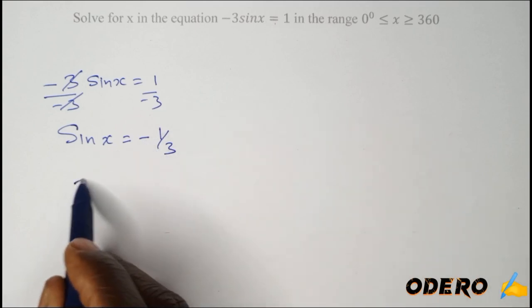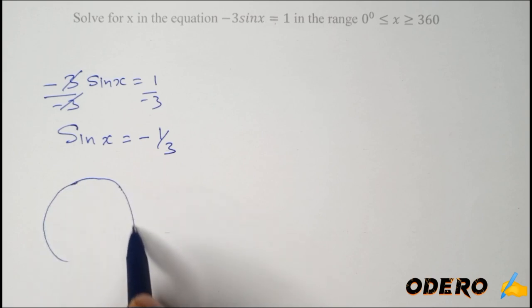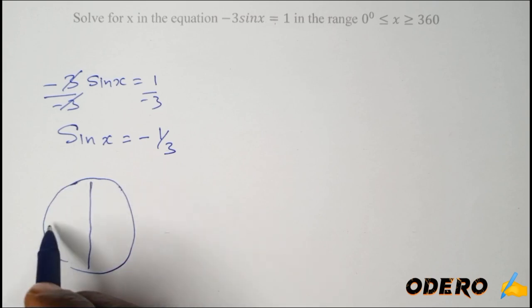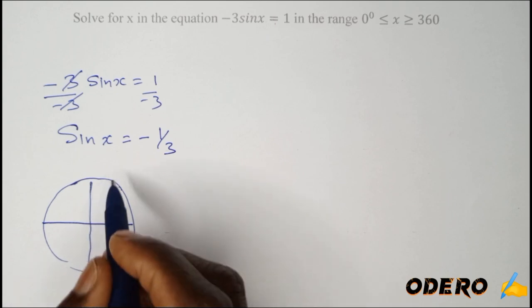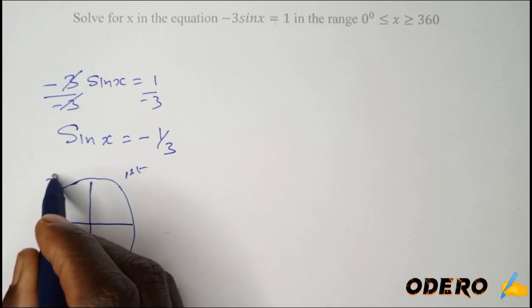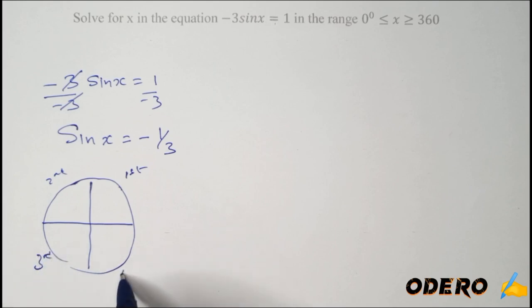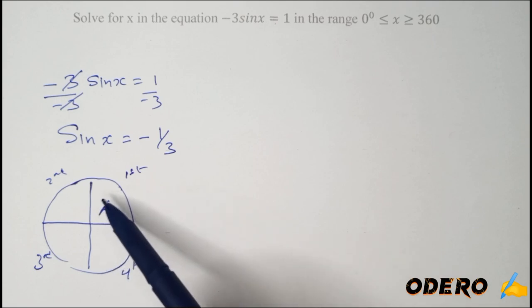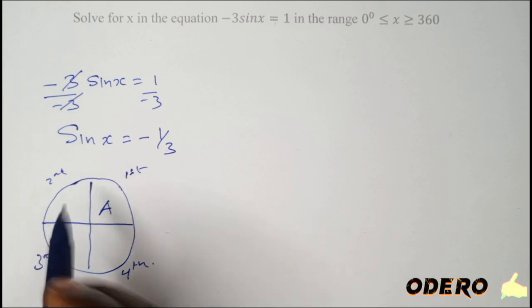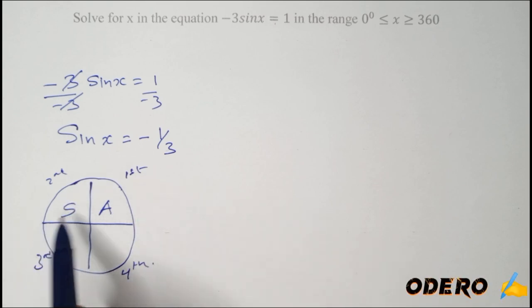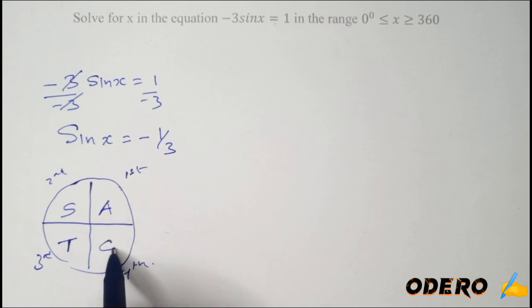So if you have our circle here, a circle can be divided into four quadrants. This is the first quadrant, the second quadrant, the third and the fourth. Here all the trigonometric ratios are positive. Here cosine and tan are positive. Here it is only sin which is positive, then here it is tan which is positive, then here it is only cos which is positive.